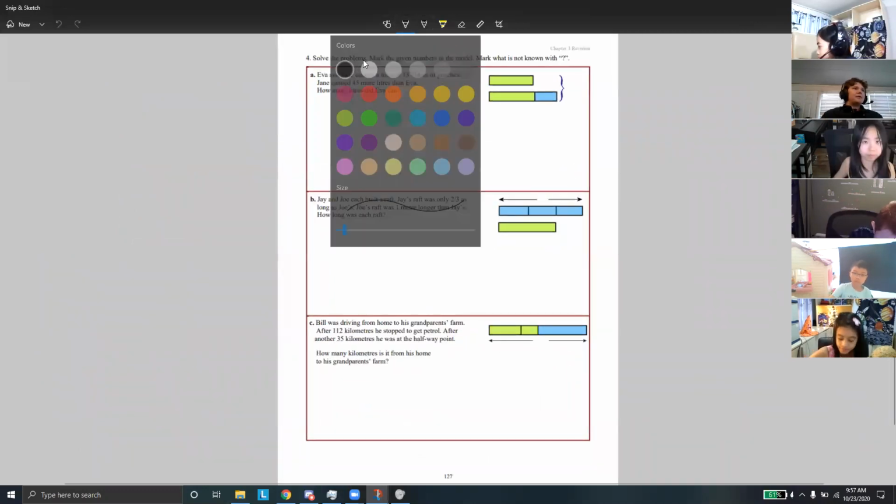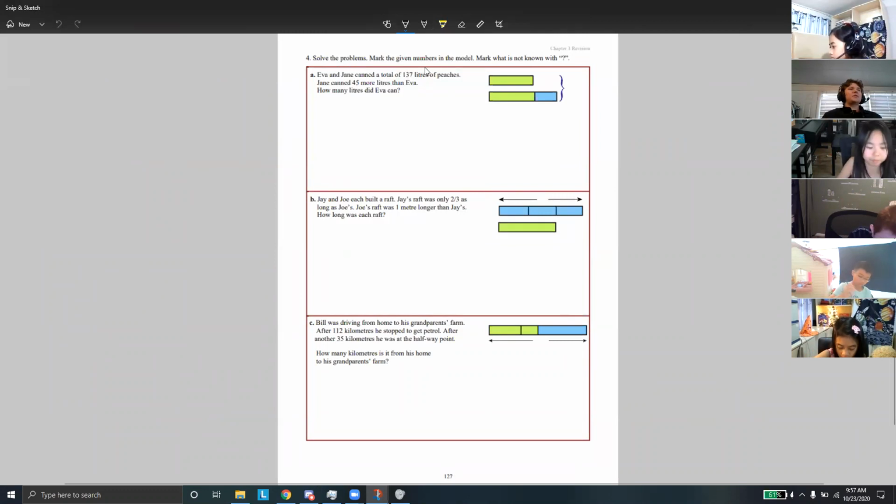So now we have 4A: solve the problems, mark the given numbers in the model, and mark what is not known with a question mark. So we have 4A as our first problem. Ava and Jane canned a total of 137 liters of peaches. Jane canned 45 more liters than Ava. How many liters did Ava can?